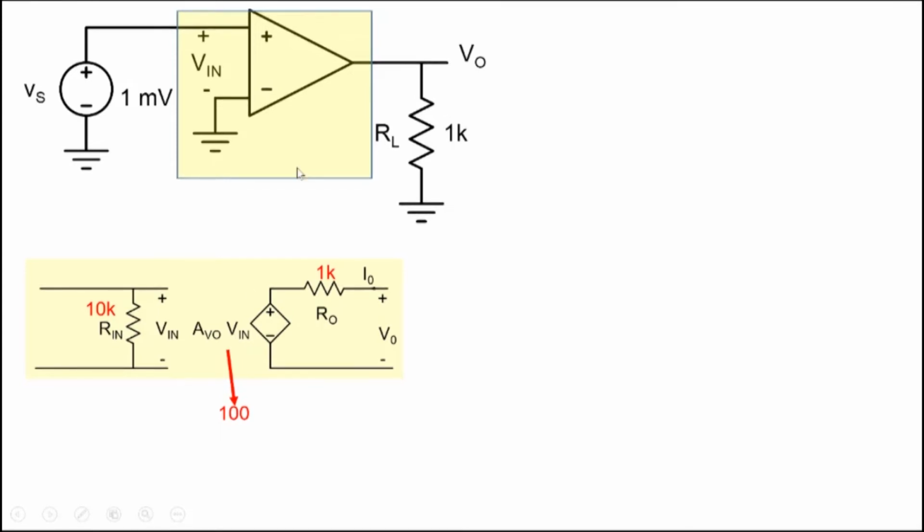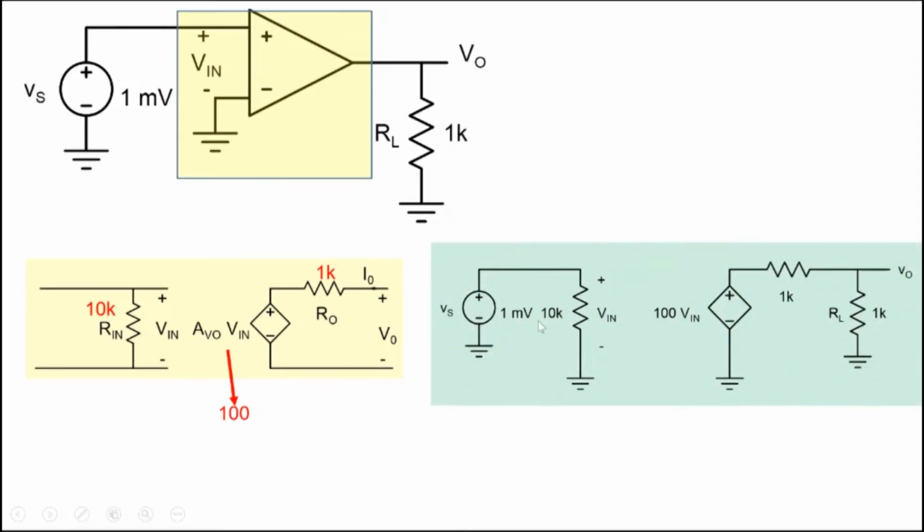To analyze the circuit, we take this amplifier symbol out, and we substitute this circuit. So we have Vs, 1 millivolt. Between these two nodes, we have substituted the input resistance Rin, which is 10K. The voltage between here and here is Vn. At the output side, we have a dependent voltage source, 100 times Vn. Then we put output resistance 1K here, and then we connected the load 1K here, right? And now we need to analyze this particular circuit.